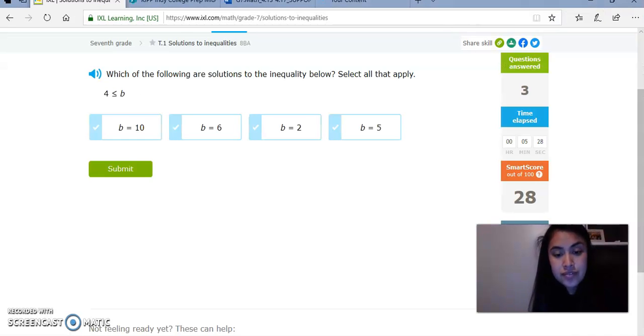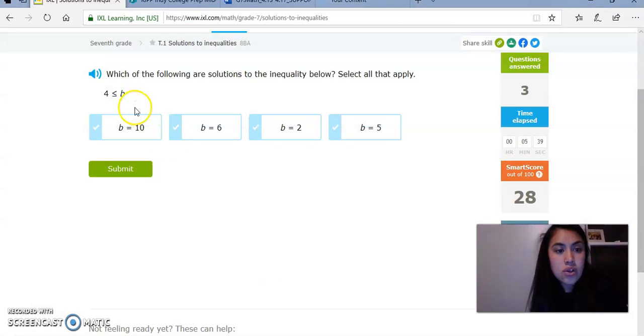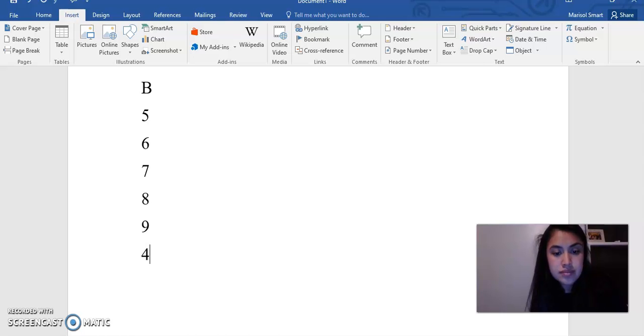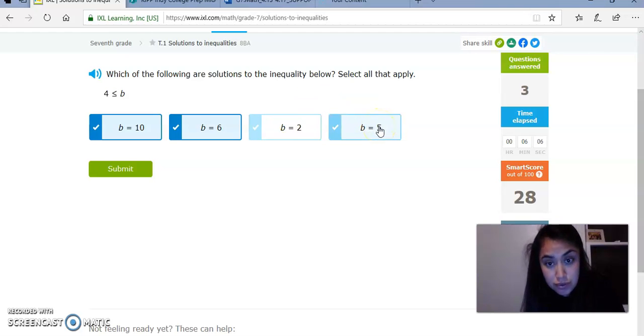greater than 4. 5 is greater than 4. 6 is greater than 4. 7 is greater than 4. 8 is greater than 4. 9 is greater than 4. Also, is this equal to? So it can equal 4. So B, 10. 10 is greater than 4. So if I was to put 10 here, 10 is greater than 4. 6 is greater than 4. 2 is not greater than 4, so I'm not going to select that. 5 is greater than 4, so I'm going to select that.